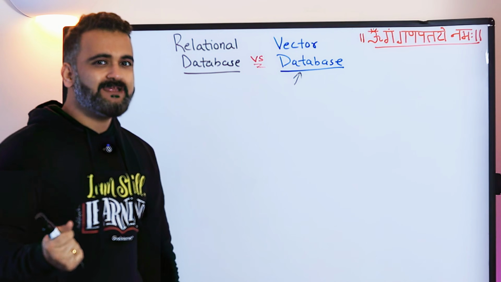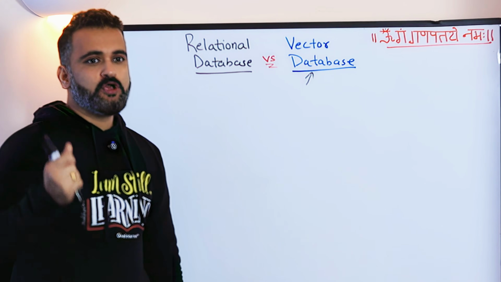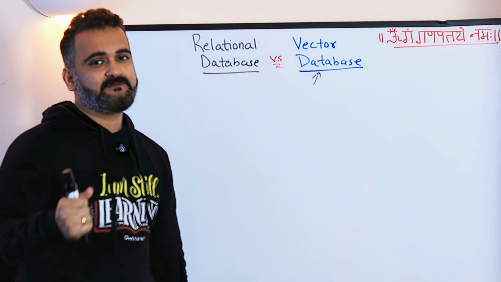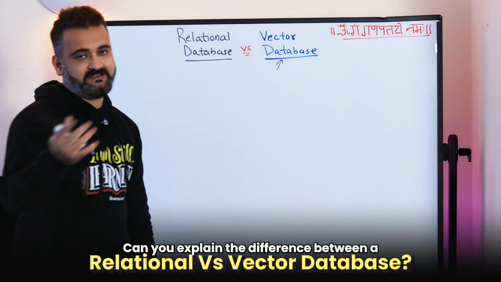So let's try to quickly understand what is a vector database, and I'm pretty sure after watching this video you will exactly know how to answer someone when they ask you the same question. Can you explain to me the difference between a relational versus a vector database?